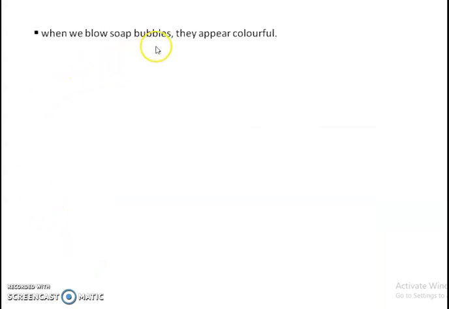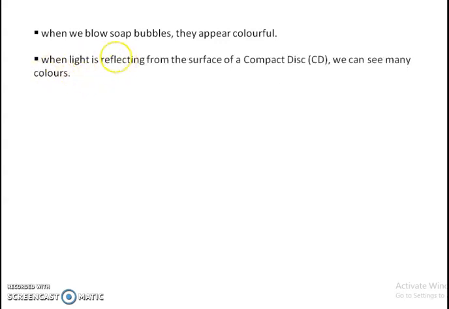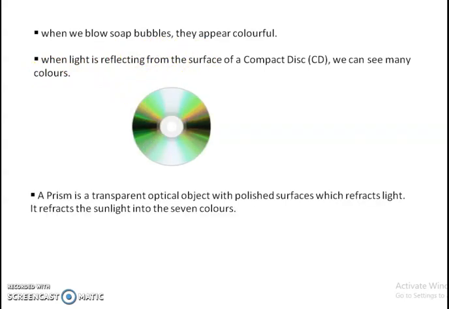We can see similar colors when we blow a soap bubble, and when the sunlight strikes onto it, we can see the 7 different colors. And also on the reflecting surface of a compact CD disc. Similarly, if sunlight enters a prism and is allowed to fall on a white paper or a white wall, we can see the beautiful spectrum of 7 colors.